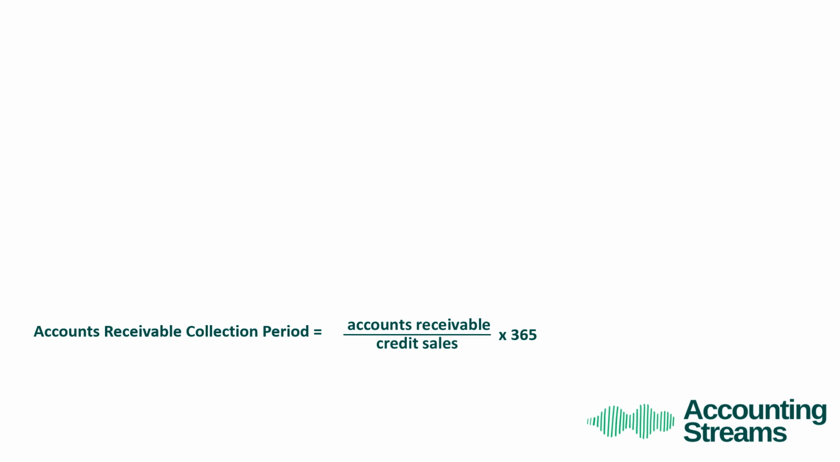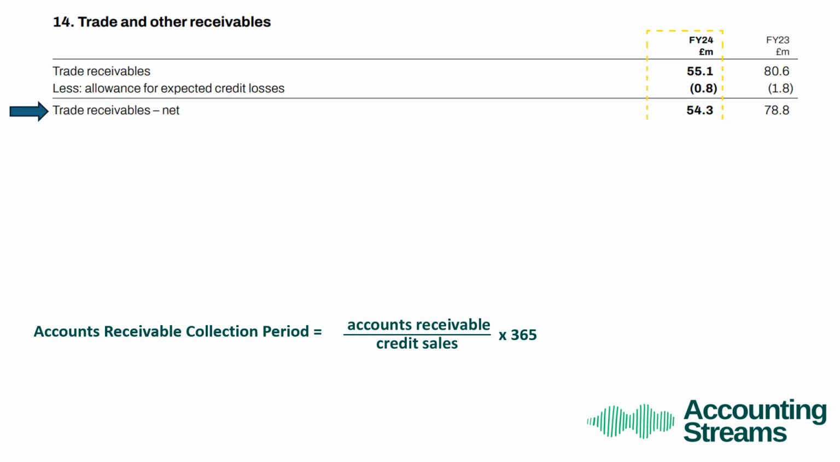The Statement of Financial Position Current Assets section includes a figure for trade and other receivables. I only want to include trade receivables, so I'll refer to the note reference given on the Statement of Financial Position. Here you can see the trade receivables figure, less what they've called an allowance for expected credit losses, which is the same as a bad debt provision, and this gives us a figure for net trade receivables. This is the one I'll use in our calculation.